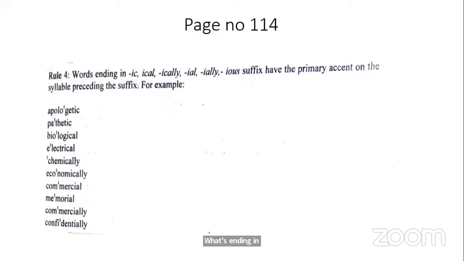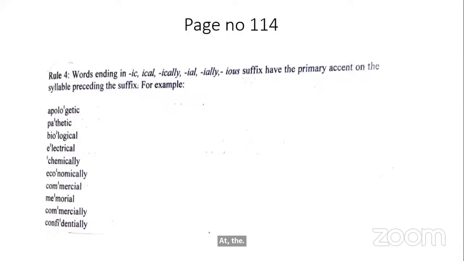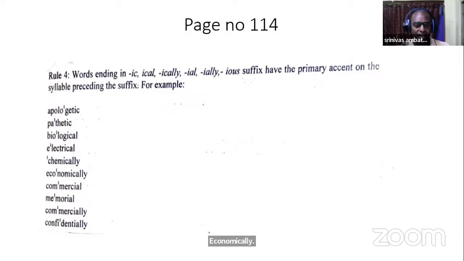Rule three is done. Now rule four, please. Words ending in ic, ical, ically, ial suffix have the primary accent on the syllable preceding the suffix. For example, given below. Apologetic. Biological. Electrical. Not electrical. Chemical. Electrical. Economically. Commercial. Memorial.